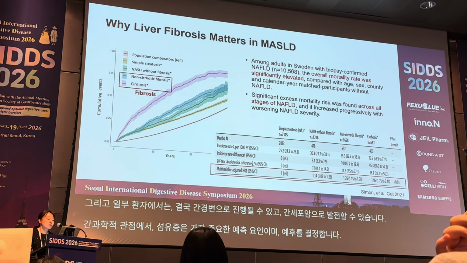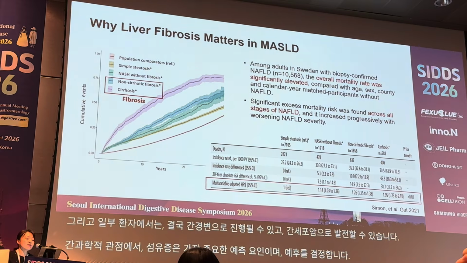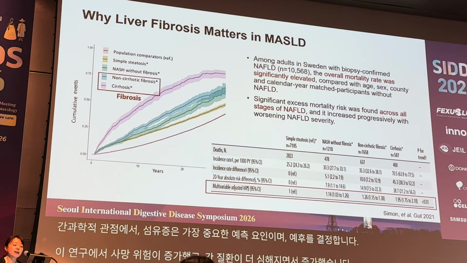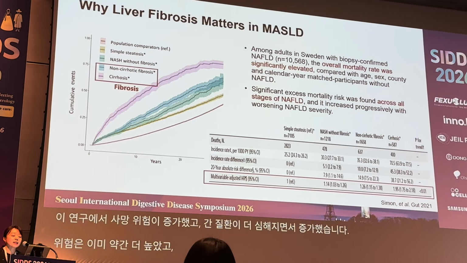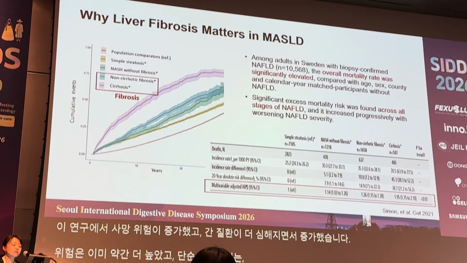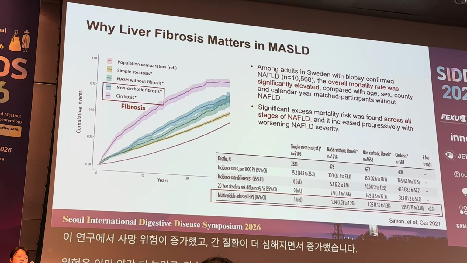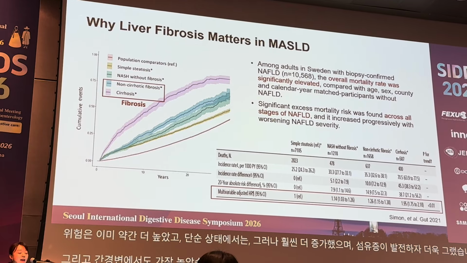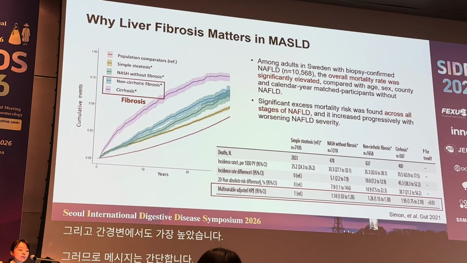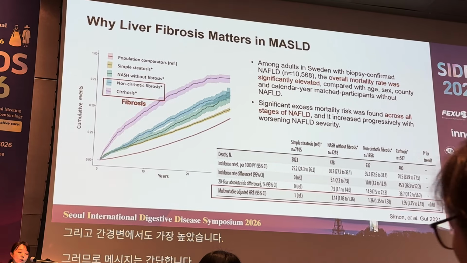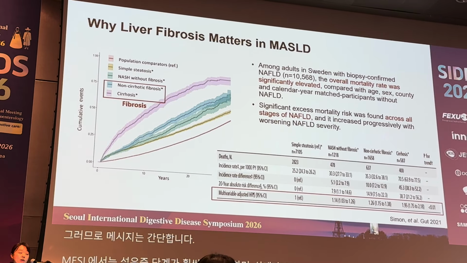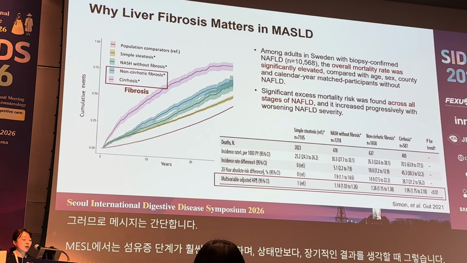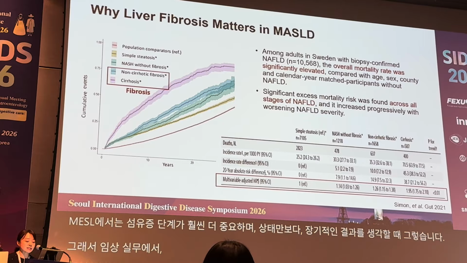In this study, mortality risk increased as liver disease became more severe. The risk was already a little higher in simple statuses, but it increased much more once fibrosis developed. And it was highest in cirrhosis. So the message is simple. In MESL, fibrosis stage matters much more than statuses alone when we think about long-term outcomes. That is why in clinical practice, we focus much more on fibrosis staging.